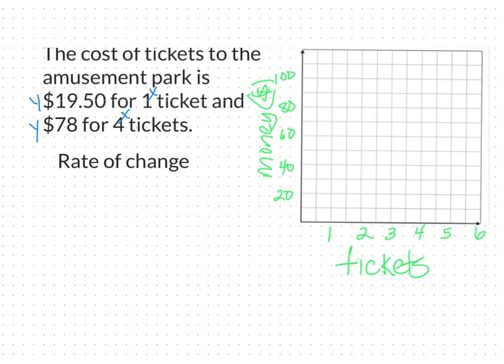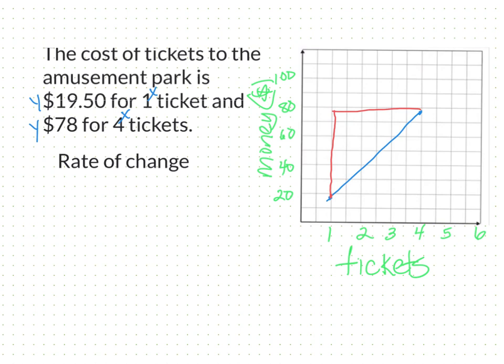So I'm going to go ahead and graph. For 1 ticket, it was $19.50 right there. For 4 tickets, it was $78, which is right here. Okay, so this is my line, and I want to find the rate of change. We've done the first ones. We're going to find the rise over the run.